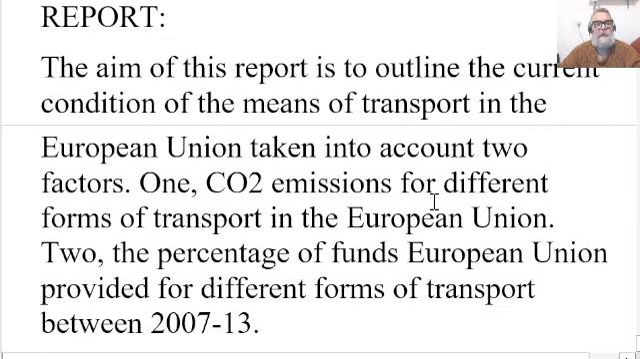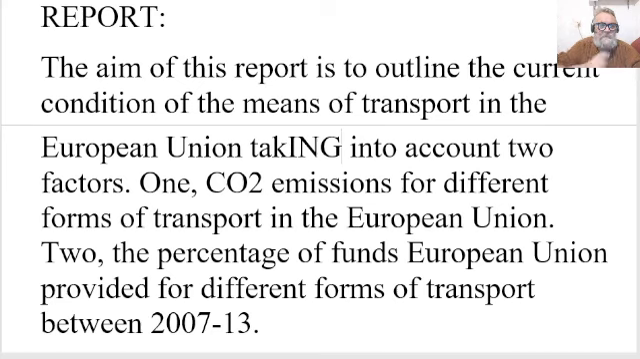So here we go. The aim of this report is to outline the current conditions of the means of transport in the European Union, taking into account two different factors. You're starting with a statement of what your report is about, and that's good. The aim of this report is to outline the current condition of the means of transport in the European Union, taking into account two factors.